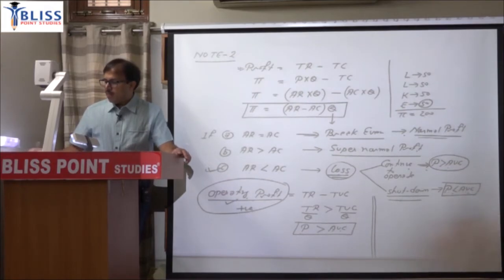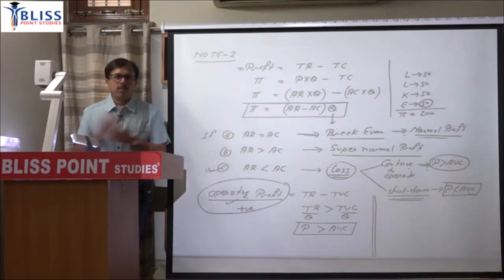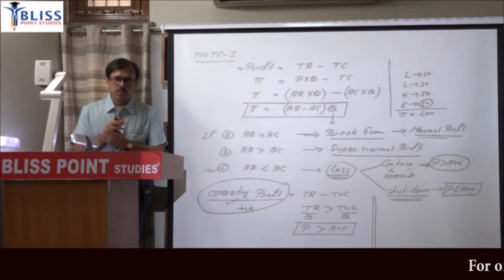If I say price less than ABC, it is shut down. So if you are asking what is shutdown price, shutdown price is not just price less than ABC, because ABC is not a constant number. It changes for every unit, different unit. So actually shutdown price is the minimum point of average variable cost.